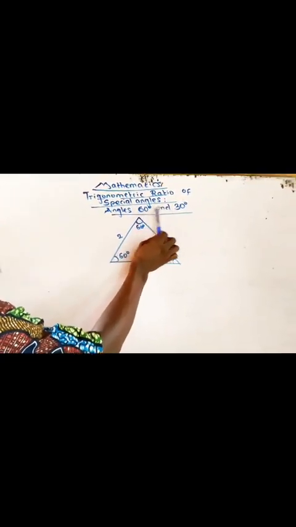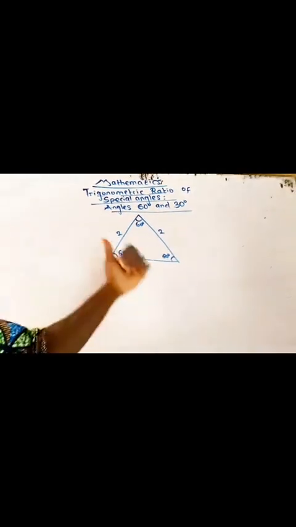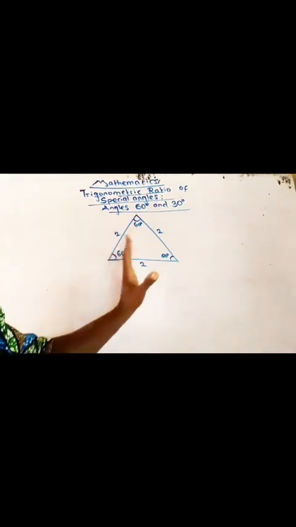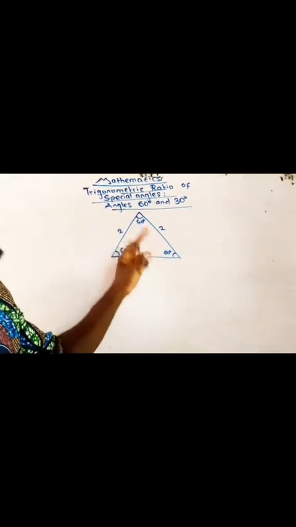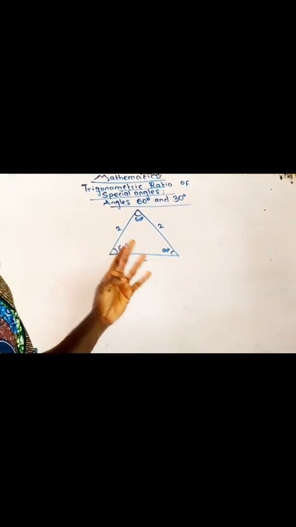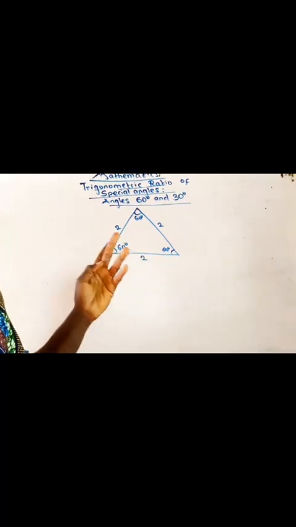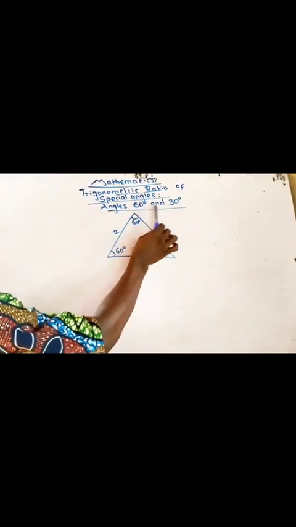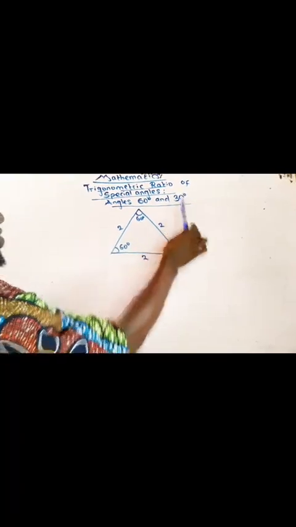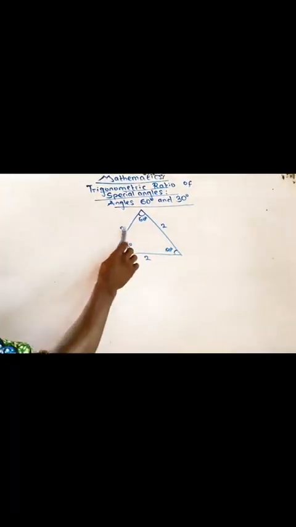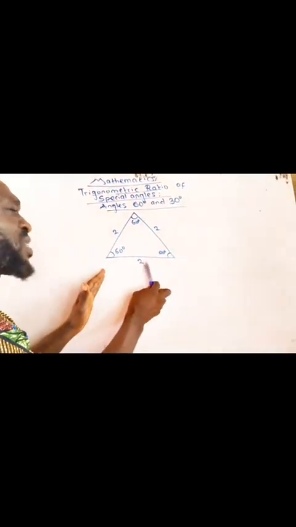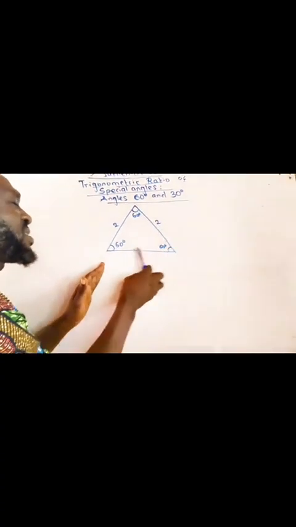Angle 60 degree and 30 degree. In our previous video, we tried to derive angle 45 degree, sine 45 degree, cos 45 degree, as well as tan 45 degree. Here you want to derive angle 60 degree and 30 degree. So the mathematical assumption here is that we are going to use an equilateral triangle, a triangle whose three sides are equal.